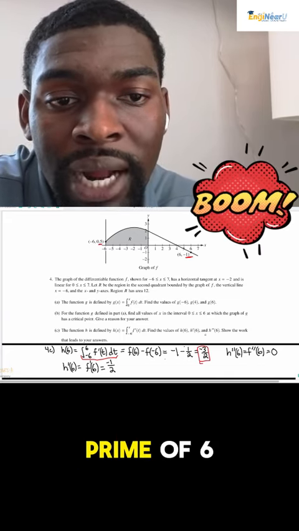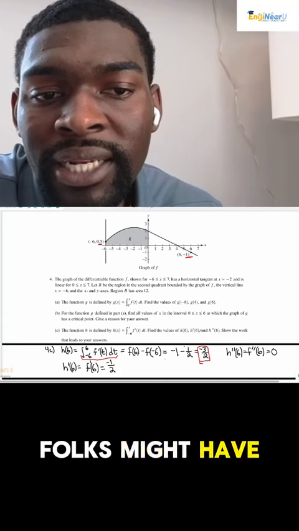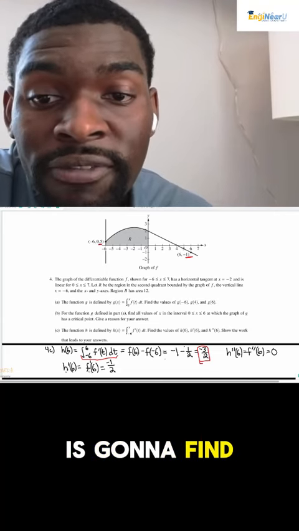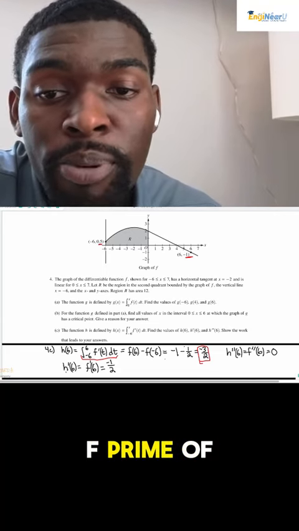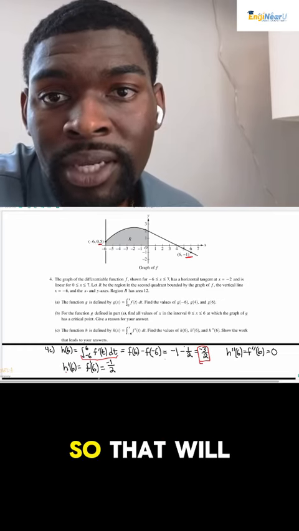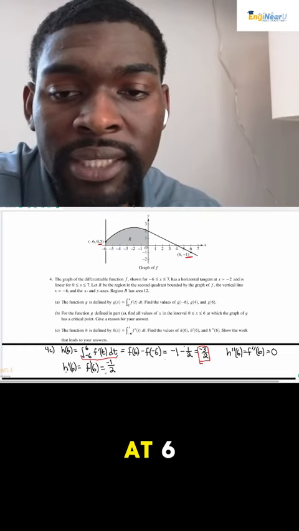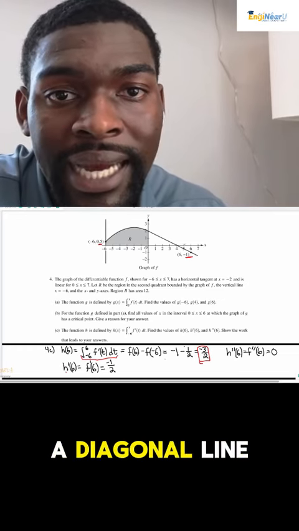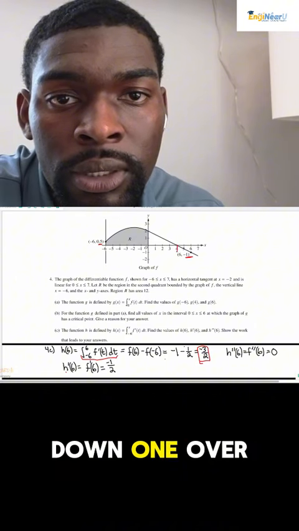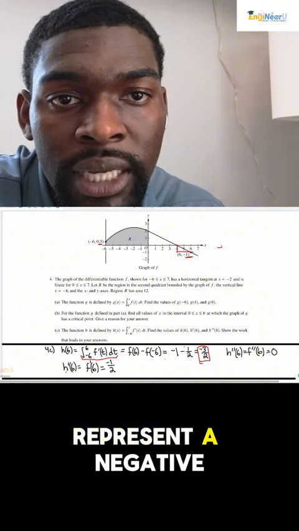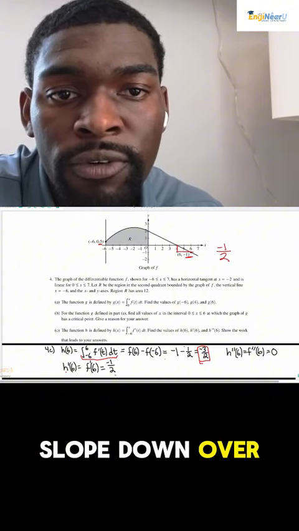Boom. Now for h prime of 6, this is the one I think some folks might have had some difficulty with. That one's down here. We're going to find h prime, or f prime of 6. They're actually equal to the same thing. So what is the derivative at 6? Now we need to look at the slope, because we know that this is a diagonal line. We go down 1 over 2. That slope would represent a negative 1 over 2. That is the slope, down 1 over 2.